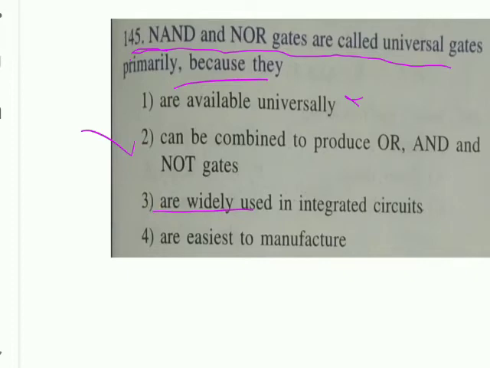Are assisted to the manufacturer. So this is also a wrong answer. And NOR gates can be combined to produce OR, AND and NOT gates. So option 2 is the right answer. NAND and NOR gates are universal gates, every gate can be made with them. So these are called universal gates.